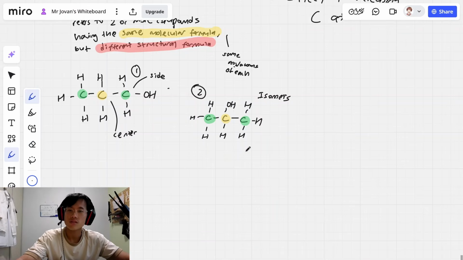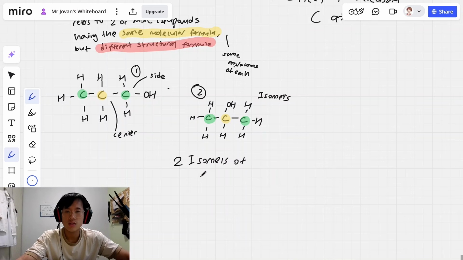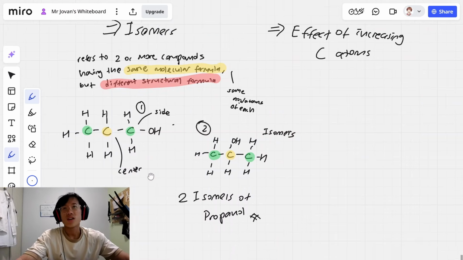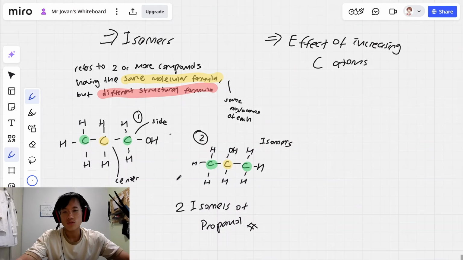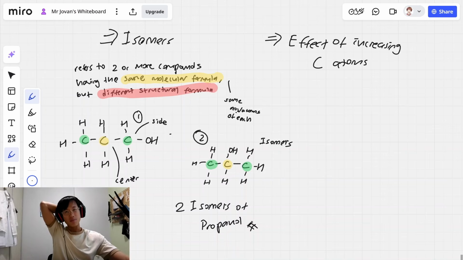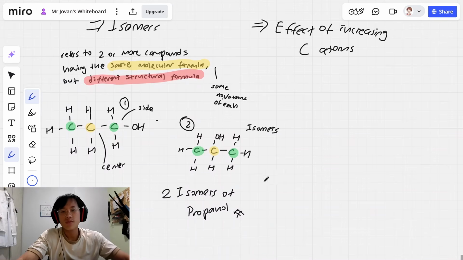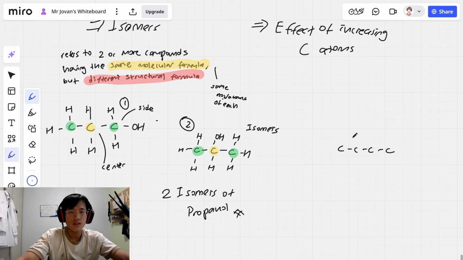So for our favorite, not favorite, propanol, we know that there are two isomers of propanol. This applies for every other homologous series, so you need to know how to draw isomers. The one I gave you just now as an example is not an isomer. We look at whether the carbon is in the middle or the side. Let's expand deeper into this for a moment. I'm going to use an example of 4, and we'll use alcohols again.